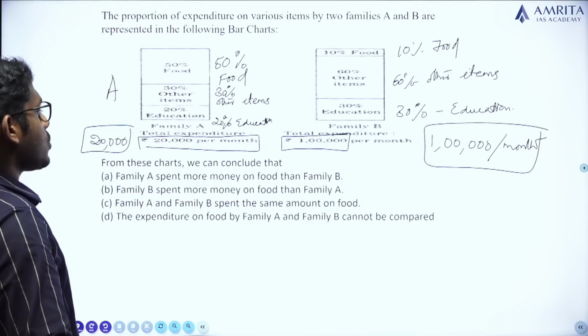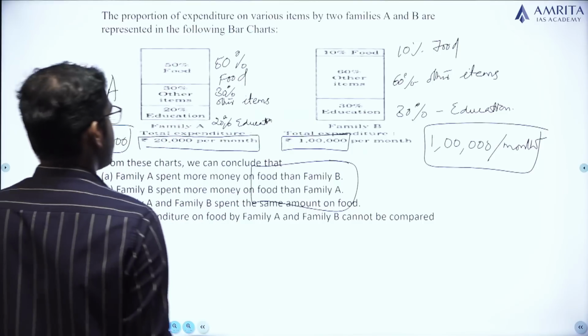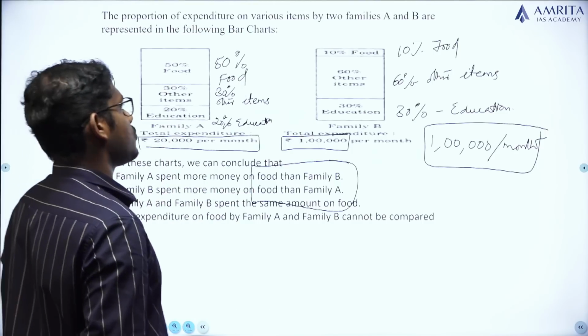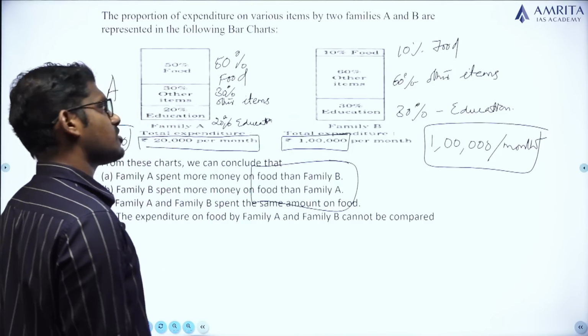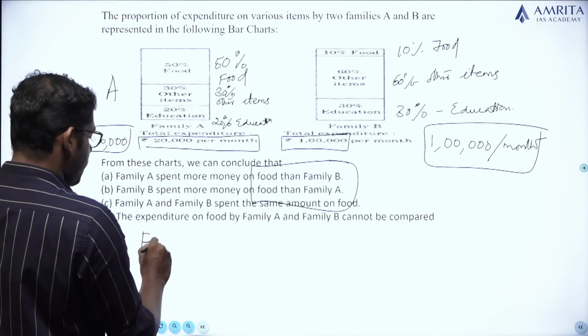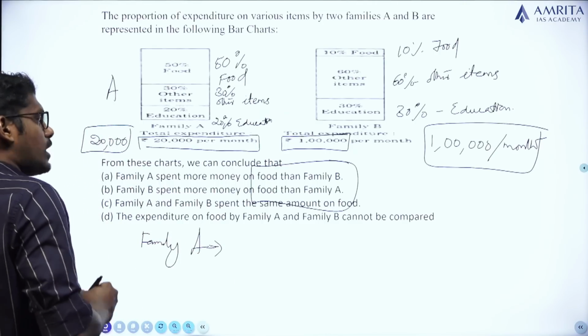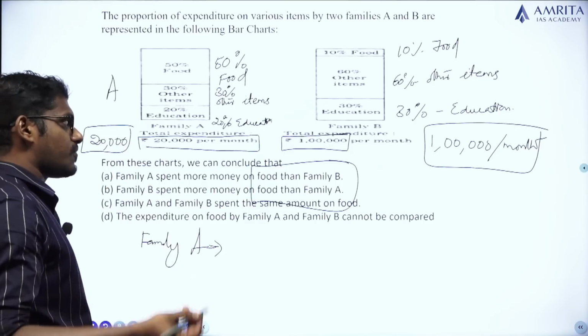Okay, we have to compare the expenditure on food, nothing else. So for family A, the expenditure on food is 50%. For family B, the expenditure on food is 10%. Okay, let's look. For family A, 50% of the money is utilized for what?